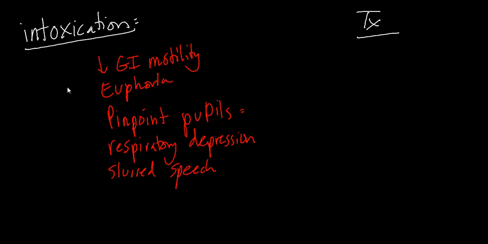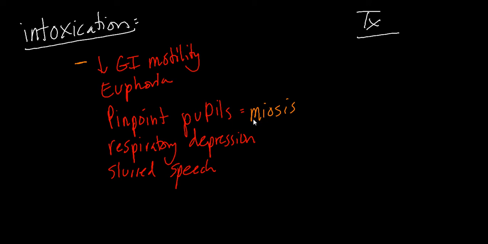Now, we can dive into intoxication because both of them do the same side effects. When ingested, they will produce the same profile, and that includes decreased GI motility, so you'll get constipation, a euphoric state, and pinpoint pupils. That's the layman's term for miosis. Miosis is the fancy way to say it. Otherwise, pinpoint pupils could be a buzzword. Miosis could be a buzzword.